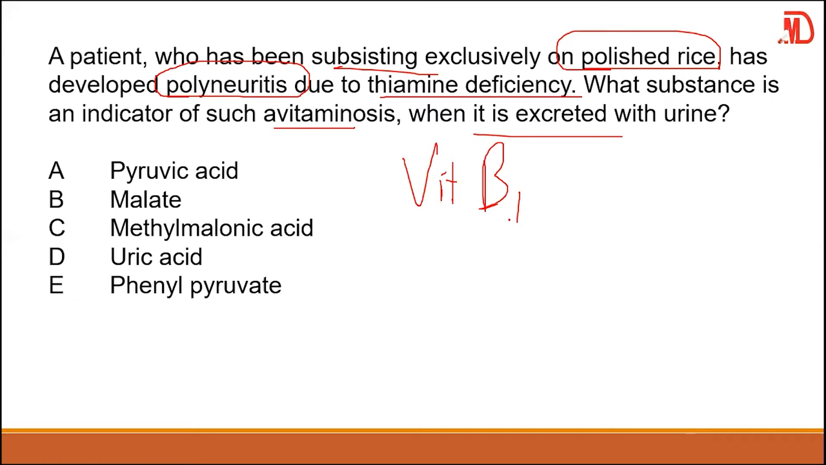So what it means is that when this vitamin is not there, we have a pyruvic acid that is not activated. So when the pyruvic acid is not activated, what will happen? Of course, it will be excreted. And of course, the other aspect of it is that it helps the neurons. So when these vitamins are not there, of course, there can be polyneuritis as well. So over here, we are looking at pyruvic acid. So your answer should be A.